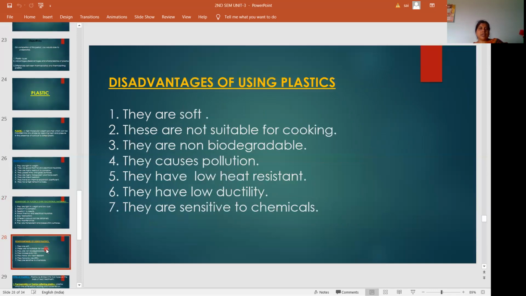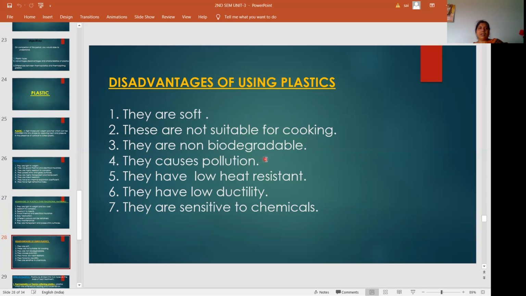Then next we come to the disadvantages. As plastics have advantages, some disadvantages also exist. So what are the disadvantages of using plastics? They are soft in nature. They are very soft, and that is also one disadvantage. These are not suitable for cooking. We can't cook food in these plastics because they are very soft in nature. So they are not at all suitable for cooking.